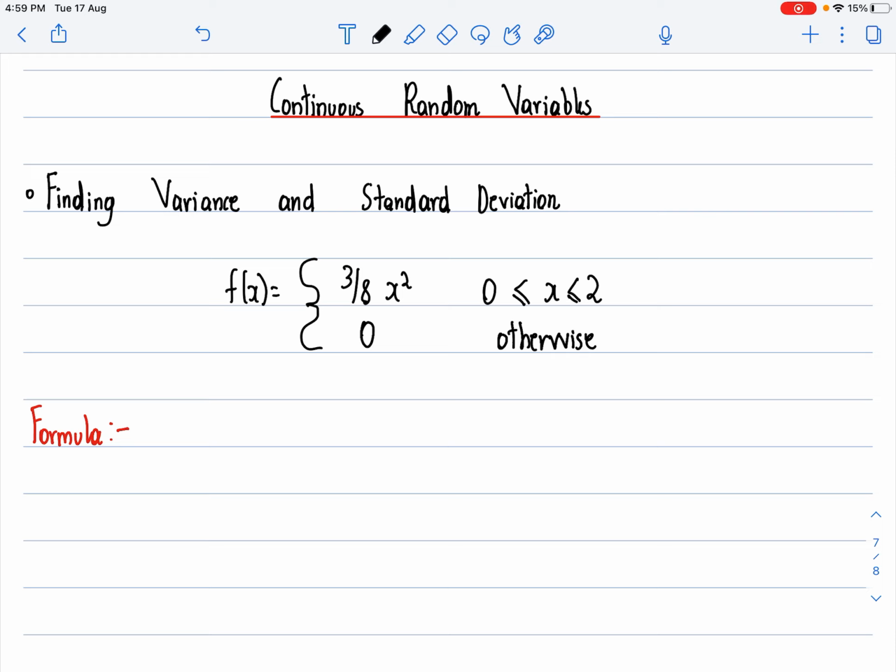If you remember the formula for variance, this is mainly for the variance, correct? The formula for variance is E of x square minus E of x the whole square. This is the formula we know, even from AS level we have done this formula.